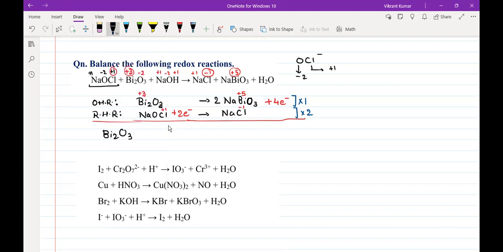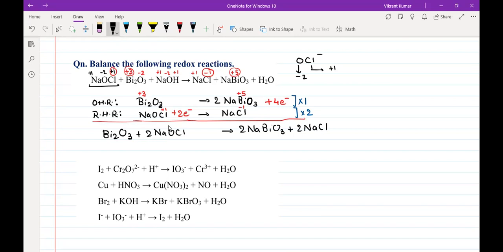Now if you add it, this will give you Bi2O3 plus 2 NaOCl, and on the right side you will get 2 NaBiO3 plus 2 NaCl. I'll check bismuth again. I'm telling you this thing: a reaction will come in which, if this is not done, there will be a problem. So I'll check the bismuth again whether it is balanced or not. Is bismuth balanced in the added reaction? Yes sir, balanced. And what about Cl? Cl is also balanced.